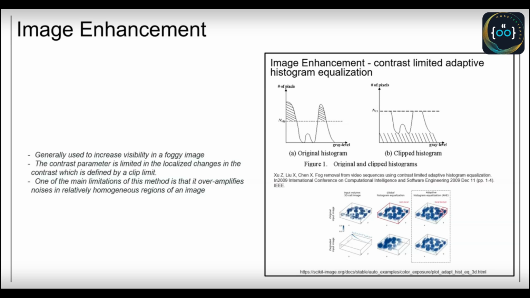CLAHE operates on small regions in the image called tiles rather than the entire image. Each tile's contrast is enhanced so that the histogram of the output region approximately matches the specified histogram. The neighboring tiles are then combined using bilinear interpolation to eliminate artificially induced boundaries. This method is suitable for improving the local contrast and enhancing the definition of edges in each region of an image. It is generally used in medical imaging and industrial inspection to enhance small details in an image.